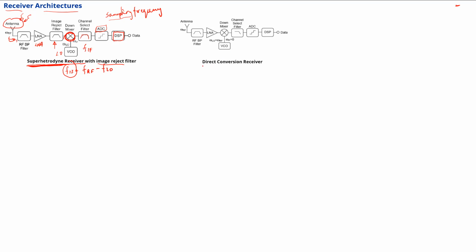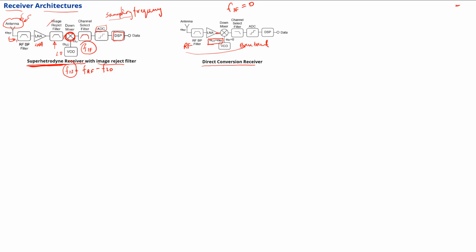So another possible architecture is a direct conversion receiver where this intermediate frequency is set to be 0. That means the RF is directly converted to baseband, and in this case there is no need for an image reject filter, because the image frequency is technically not there, because the local oscillator is exactly the same as the RF frequency. So in a sense the image frequency is 0 Hertz, and that is not going to be picked up by the antenna anyway, and that need not be introduced here. An image reject filter need not be there.